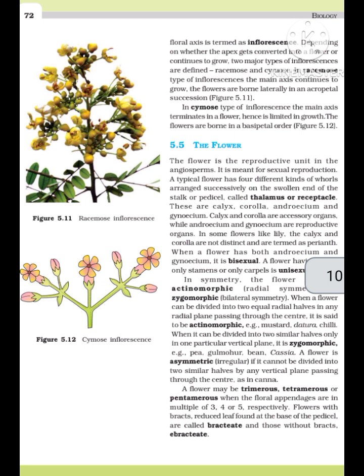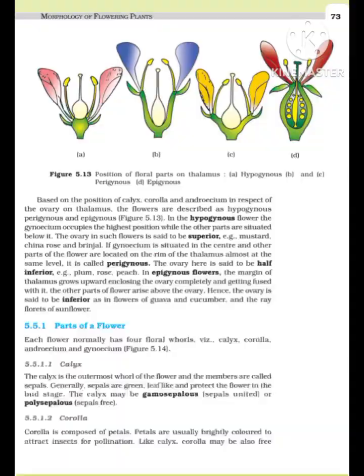A flower may be trimerous, tetramerous, or pentamerous when the floral appendages are in multiple of 3, 4 or 5, respectively. Flowers with bracts, reduced leaf found at the base of the pedicel, are called bracteate, and those without bracts, ebracteate.